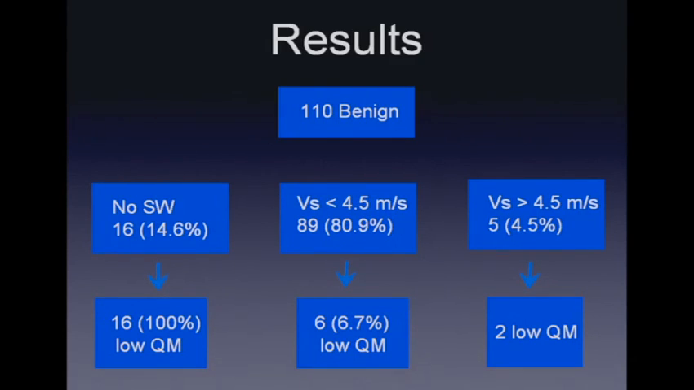If we look at the true negatives, where the velocity was less than 4.5 meters per second, which accounted for a little bit over 80% of the benign cases, 6 or 7% had a low quality measure. Again, some of these may have been cystic lesions, and that gave us the reason for the low quality measure. If we look at the false positive cases that had a velocity of greater than 4.5 meters per second, there were 5, accounting for 4.5% of the benign lesions. 2 of these actually had poor quality measure.